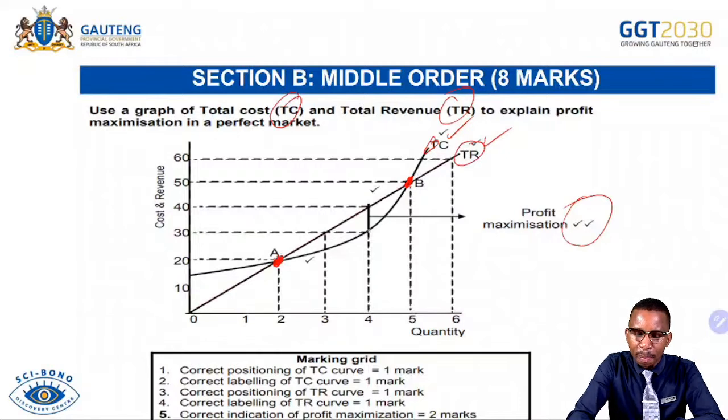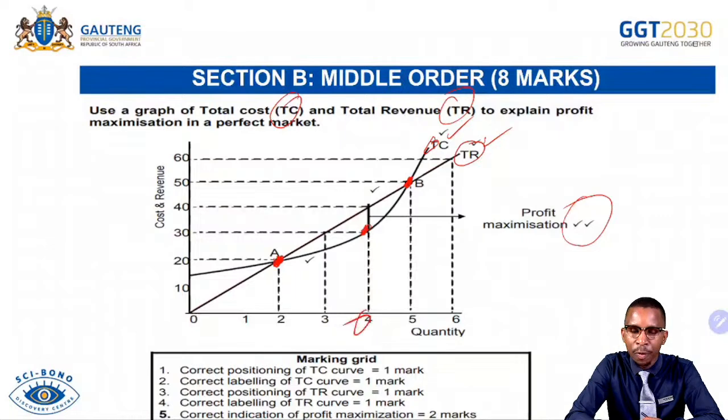However, the firm maximizes its profit at this point. It maximizes its profit where total cost is furthest away from total revenue. This is the point, at the quantity of 4, where the firm maximizes profit because the total cost is far away from the total revenue.